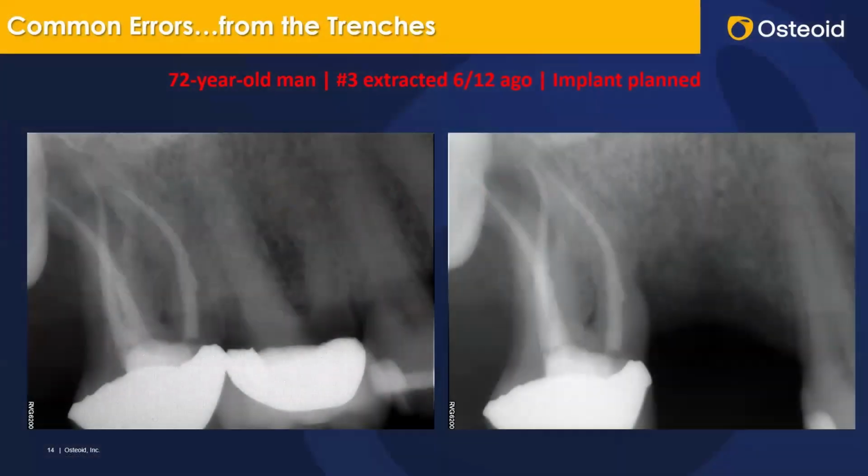So here's the first example, and this is two periapical images of a patient. This is actually from 2 weeks ago, a 72-year-old man who had number 3 extracted about 6 months ago, and at the same time they had a bone graft. We've got preoperative imaging on the left and postoperative imaging on the right, and we can see that there's been excellent consolidation of the bone graft, and there's an implant planned.